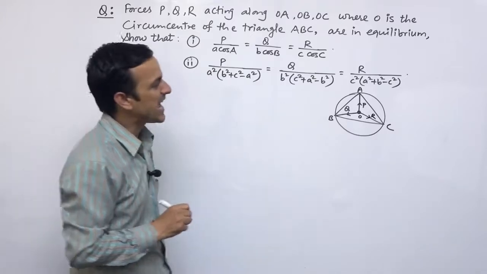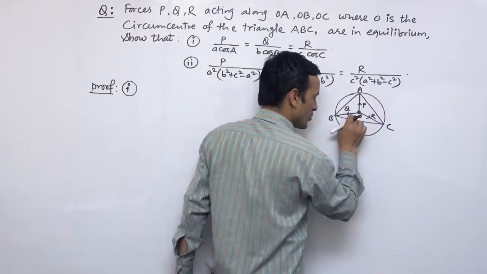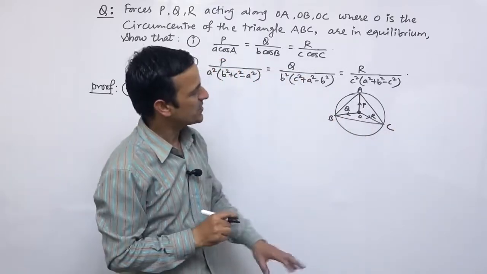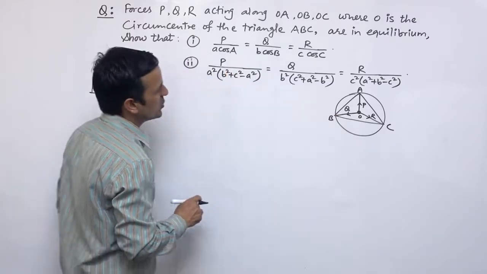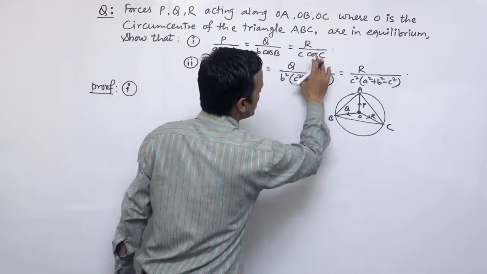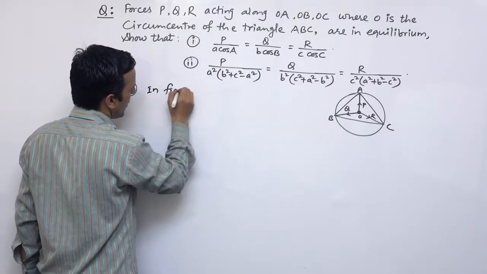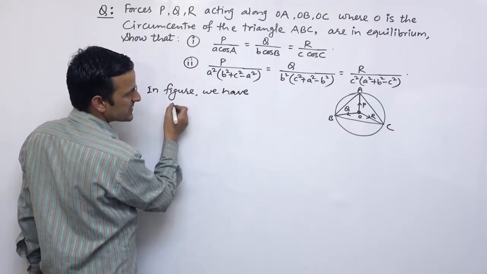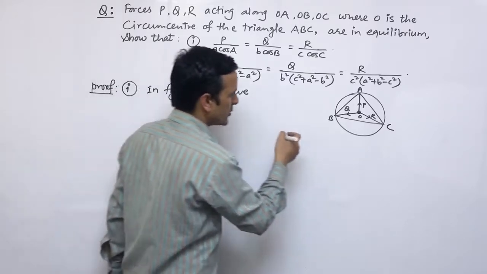P, Q, R, three forces are here acting at point O, where O is the circumcenter. This is the center of the circle. O is the center of the circle, and all three forces P, Q, R act at the same center, the same point, so for this circle and this triangle, we have to prove that P upon A cos A, Q upon B cos B, R upon C cos C. So in the figure we have sin A is equal to this P force.